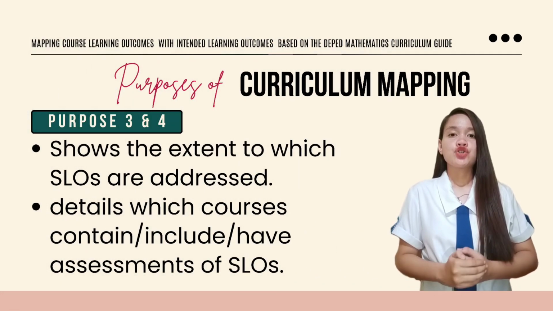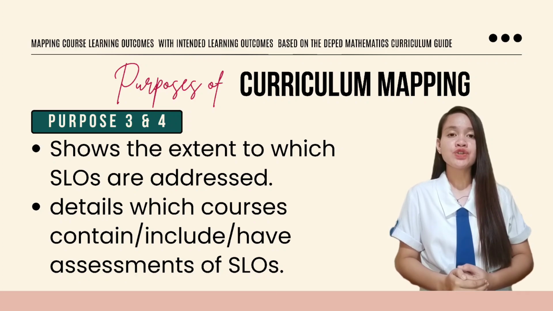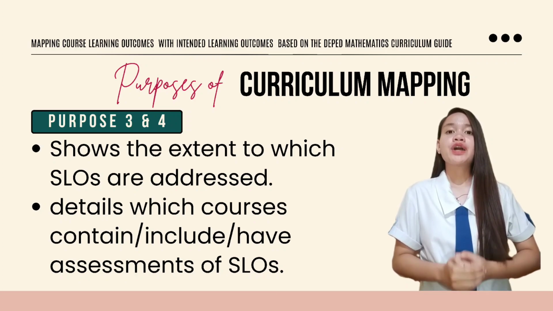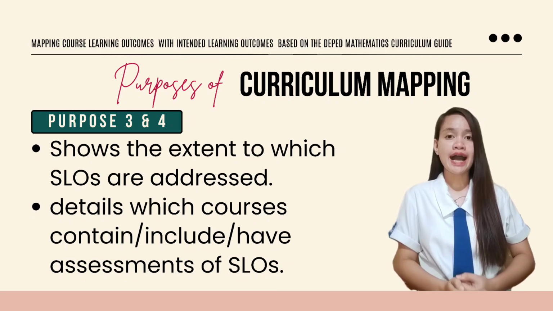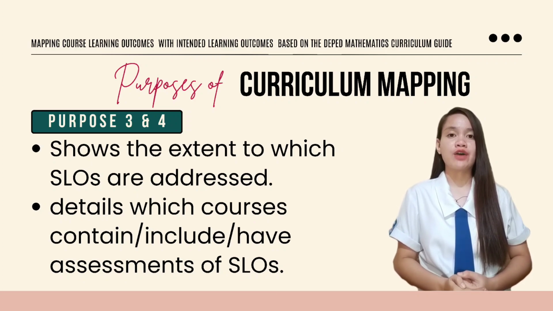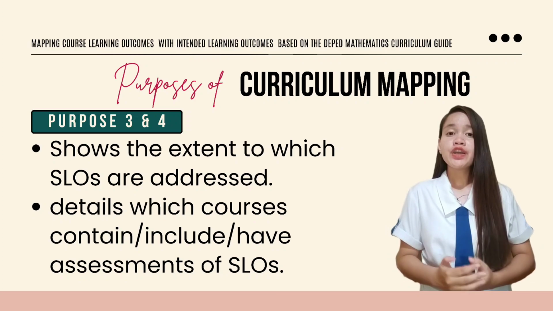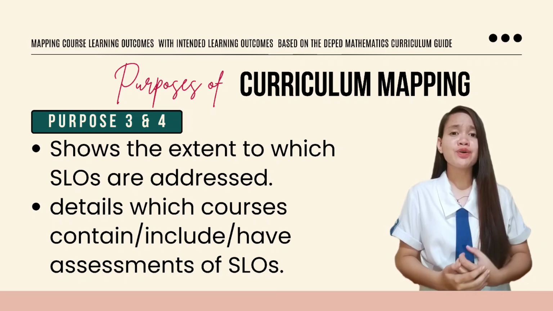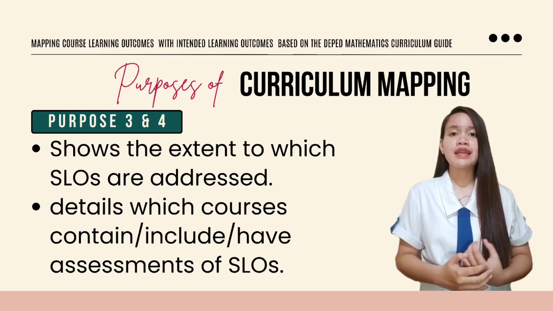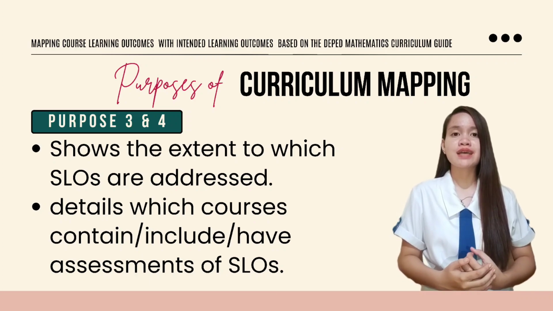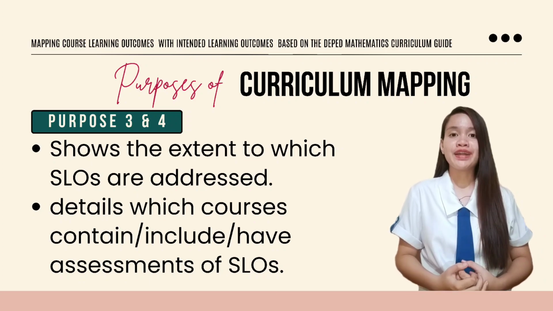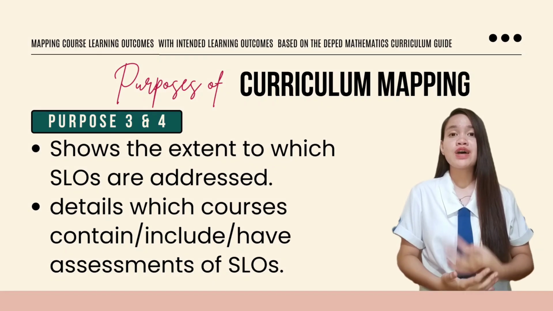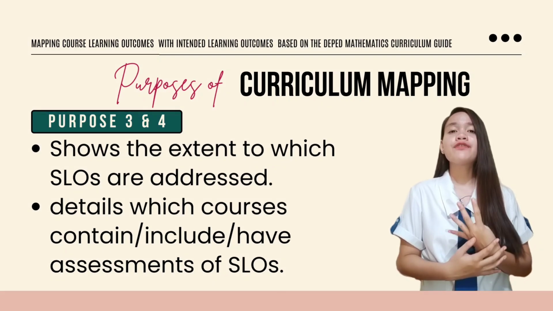Third, shows the extent to which student learning outcomes are addressed. Fourth, details which courses contain, include, or have assessments of student learning outcomes. In curriculum mapping, of course, again, curriculum and learning outcomes should be aligned and it should detail its content for us to obtain the student learning outcomes. And those were the 4 purposes of curriculum mapping.